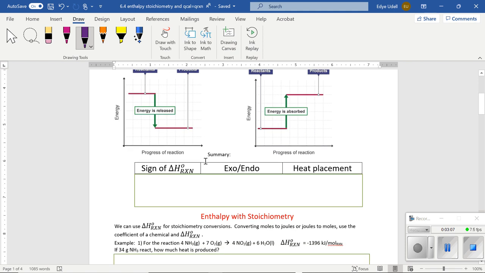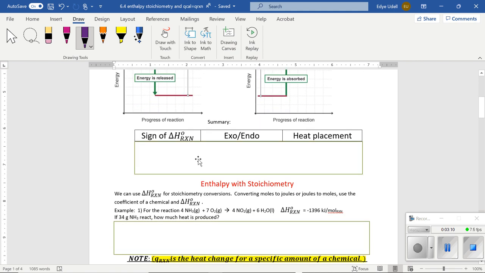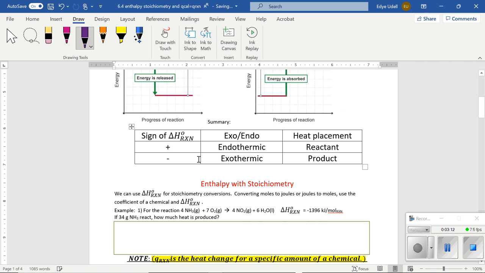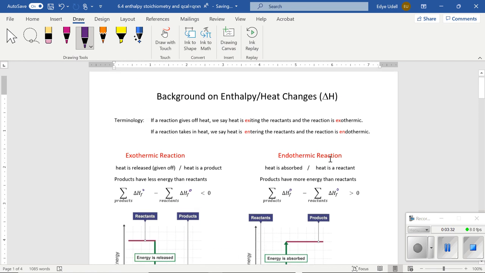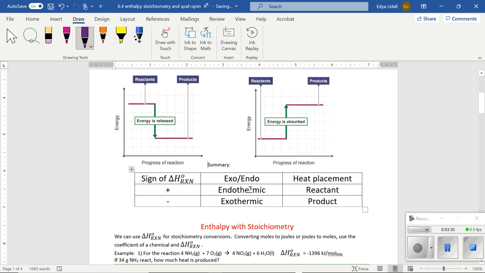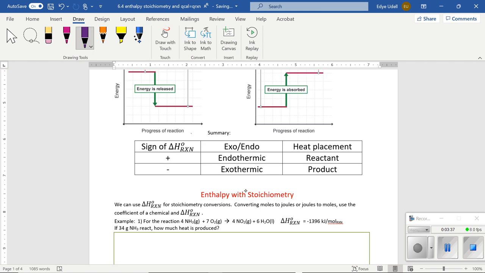Okay, now, just a general summary. If the sign of the heat of reaction is positive, then the reaction is endothermic and heat is a reactant. If the sign of delta H of reaction is negative, the reaction is called exothermic and heat is a product. Now, I've said this all several times in here, and the important piece is knowing this. This is the full summary of it all.